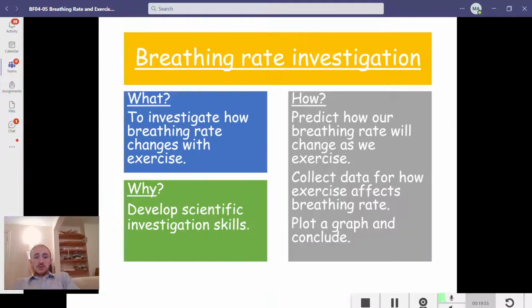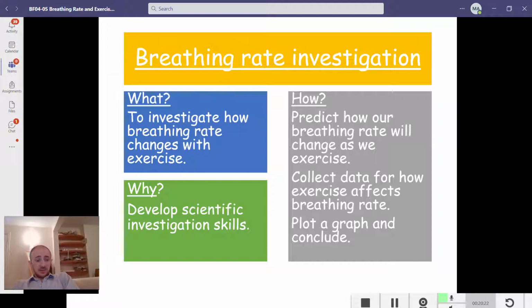Now, you're now going to go and do this experiment. Now, I'm going to talk you through this experiment. What you're going to do is you're first going to write a method and a results table, and then you are going to go and do the experiment. So, you are going to get into pairs, or maximum 3s, but the most of you should be in pairs. Should only need to be a 3 if there's an odd number of people.